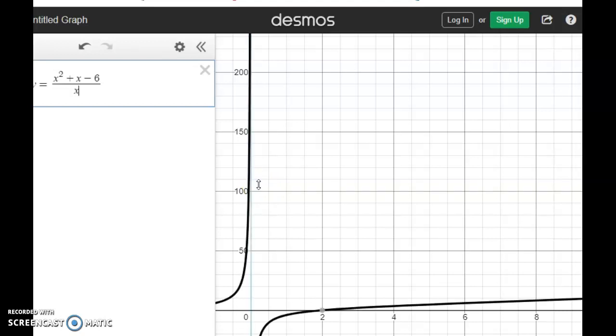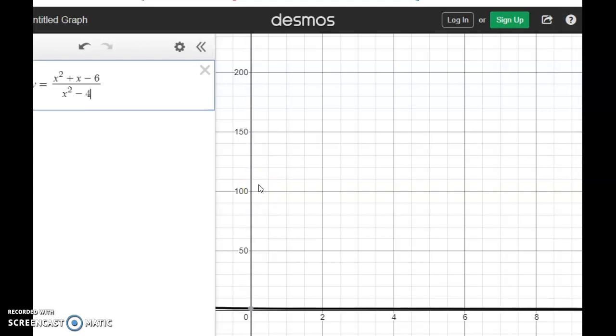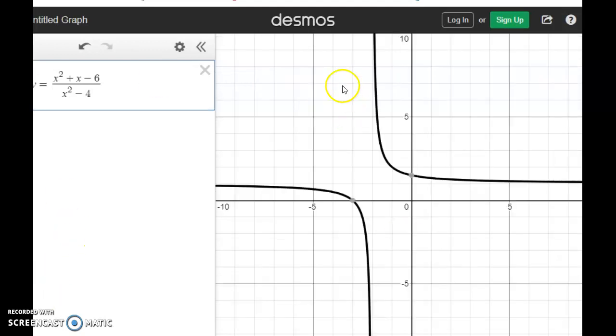over x squared minus 4. And now this graphing calculator will show you the graph. Unfortunately, it does not show you the hole in the graph. But if you were to click on it, you can then see the hole. So I'm not sure why this calculator does what it does.